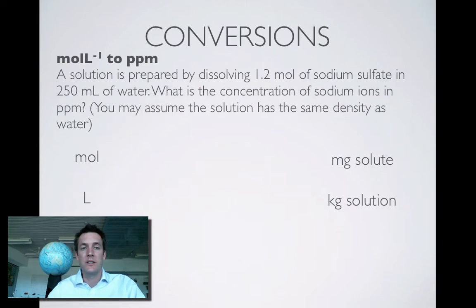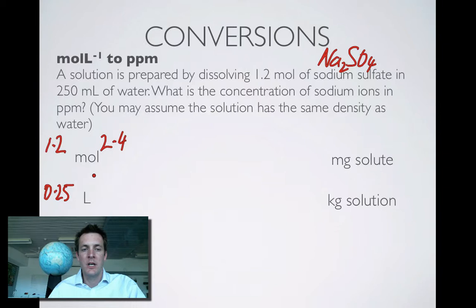let's do the conversion the other way. So I'm given moles per litre, and I'm turning it into parts per million. Am I actually told the moles per litre? Well, I'm not told the concentration in moles per litre, but I am told that I've got 1.2 moles of this stuff in every 0.25 litres. What is the concentration of sodium ions? Well, there are 2 sodium ions in sodium sulfate. So, in fact, I'm going to have 2.4 moles of sodium ions in every 0.25 litres.